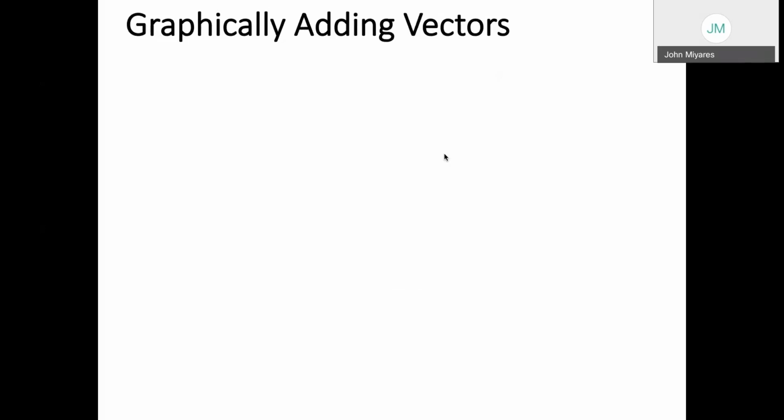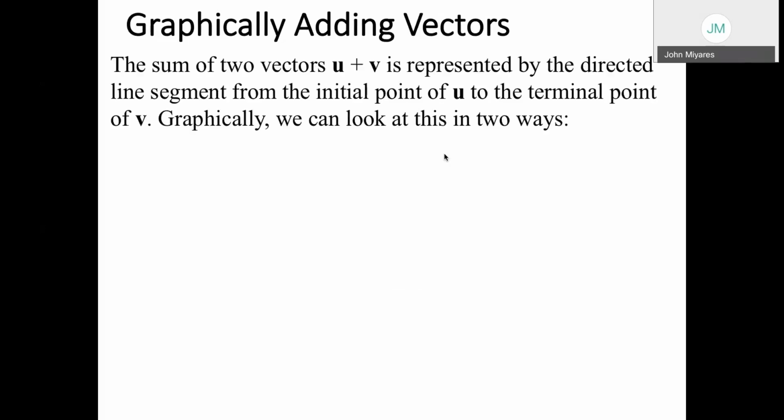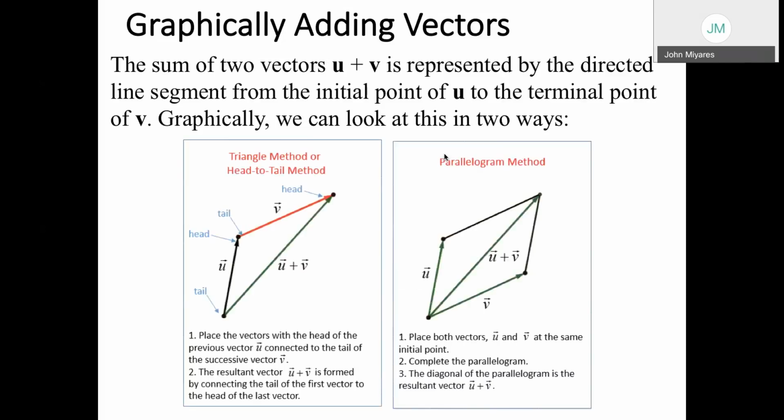What does the addition of vectors look like geometrically? Well, the sum of two vectors u plus v is represented by the directed line segment from the initial point of vector u to the terminal point of vector v. Graphically, we can look at this in one of two different ways. Option 1 is called the triangle method or the head to tail method.